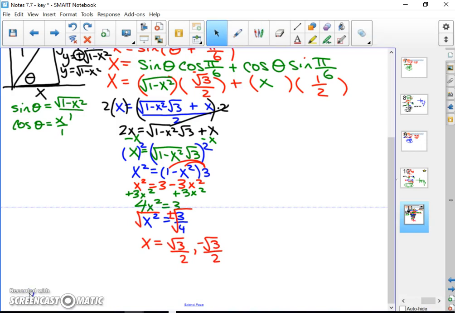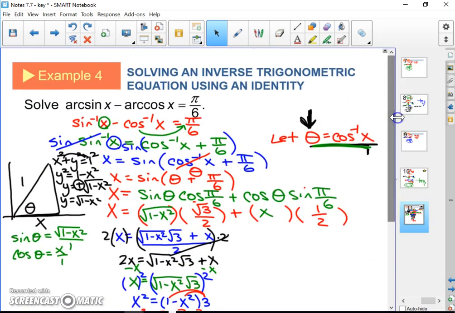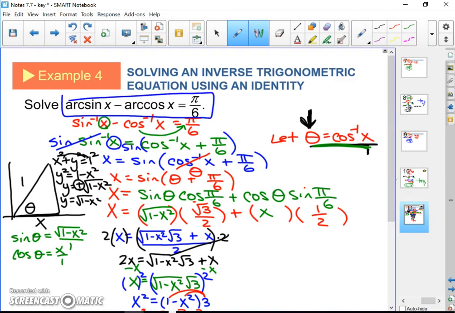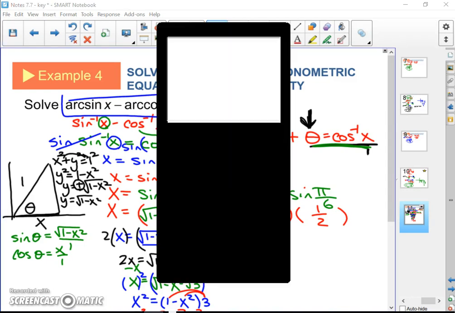But keep in mind, when I squared both sides, I created an extra solution. So it's going to turn out that one of those numbers isn't going to work. Okay? One of those numbers isn't going to work. So how do I check? I've got to go back to my original equation and plug in those values. So let's use a calculator.